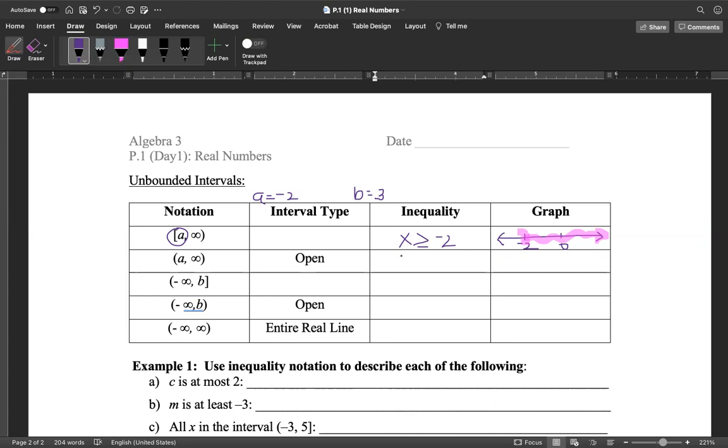All right, the next one. This is just going to be x is greater than -2. So this would look exactly the same, but an open circle at -2 and shaded to the right.